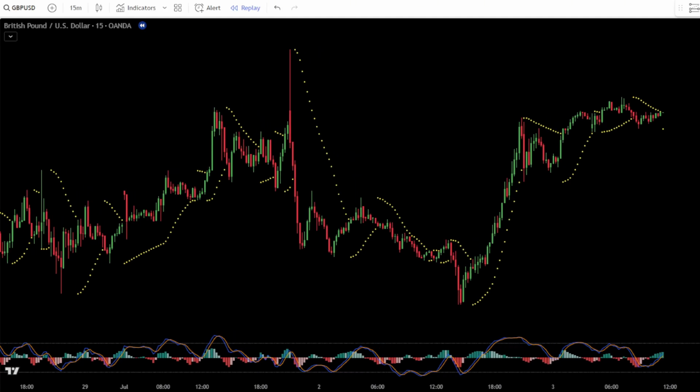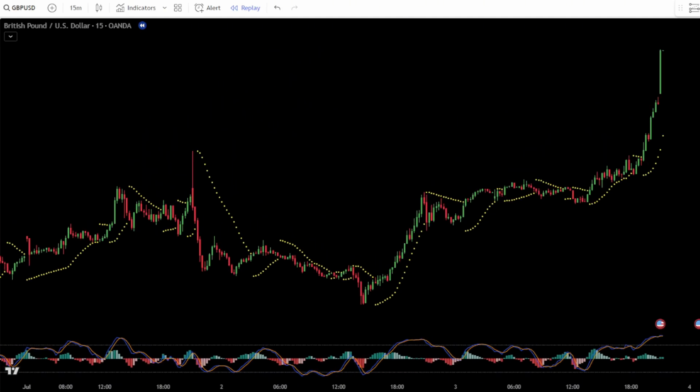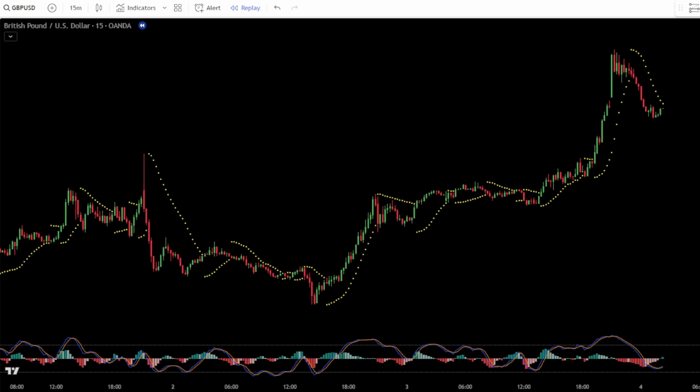In this video, we will discuss a 15-minute scalping strategy using only 2 free buy-sell indicators on TradingView.